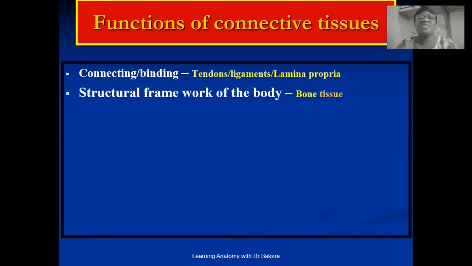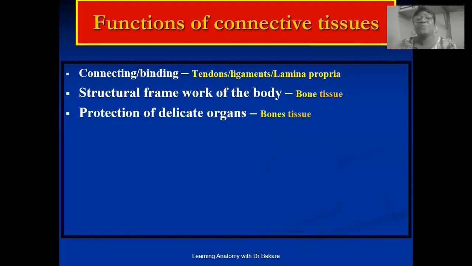Then the second function is structural framework of the body. Remember, we highlighted that bone is a specialized type of connective tissue. It is a connective tissue that forms the structural component of the skeletal system, and this is known to give the structural framework of the body. It is onto this framework that muscles and ligaments are attached. So this is a function that is also attributed to connective tissue.